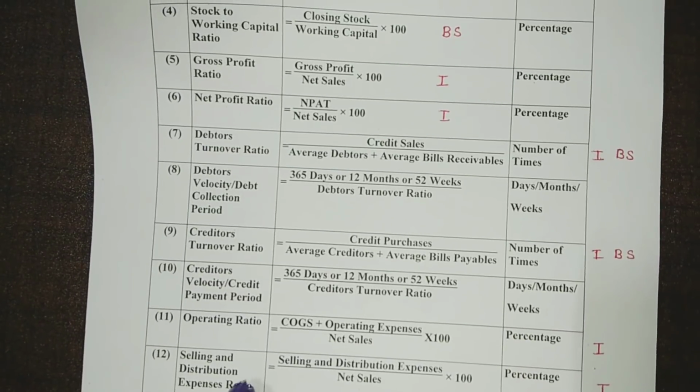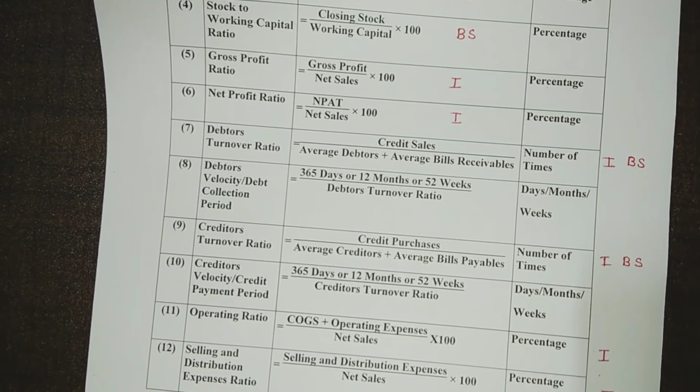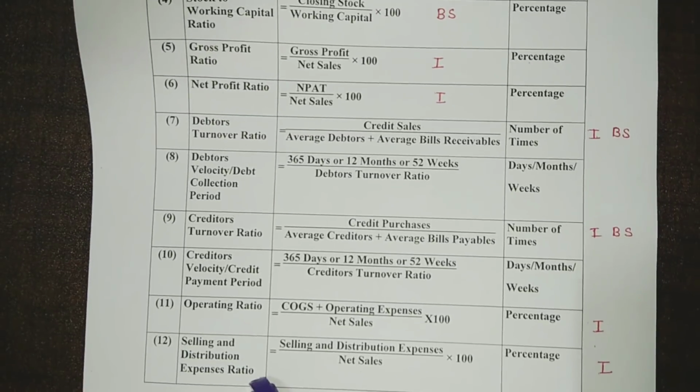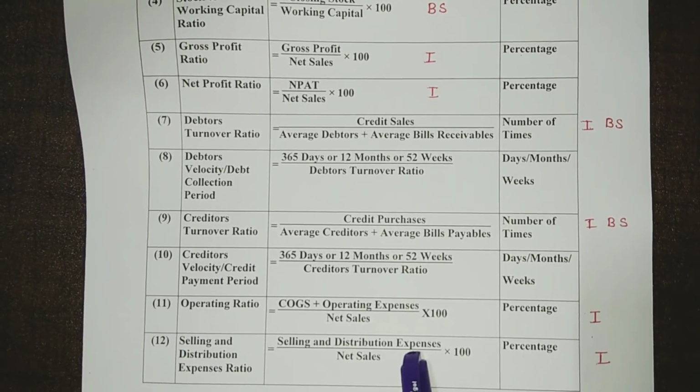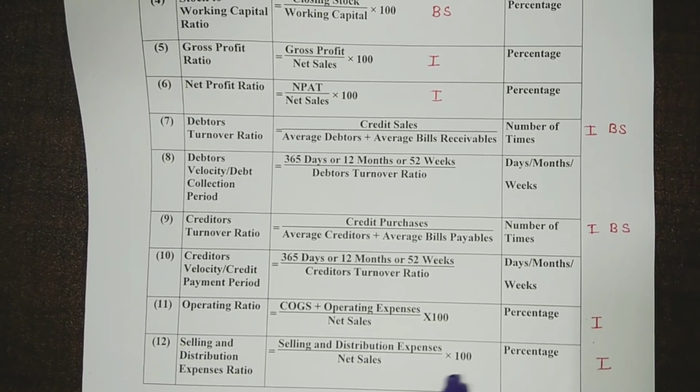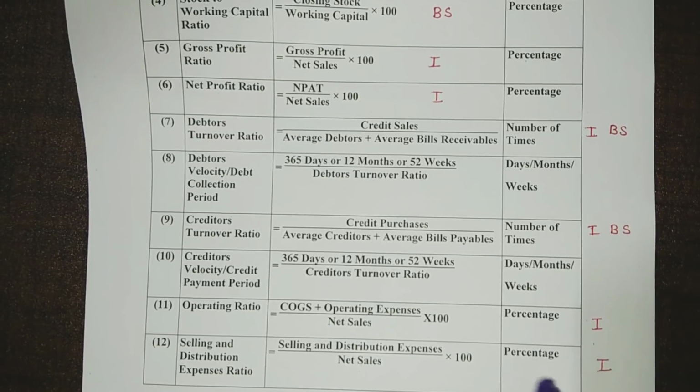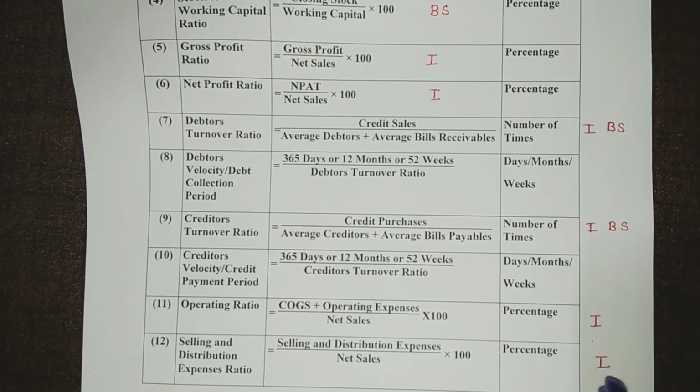Now the next one is selling and distribution expense ratio. The formula for that is selling and distribution expense divided by net sales into 100. This amount also you are going to get from your income statement.